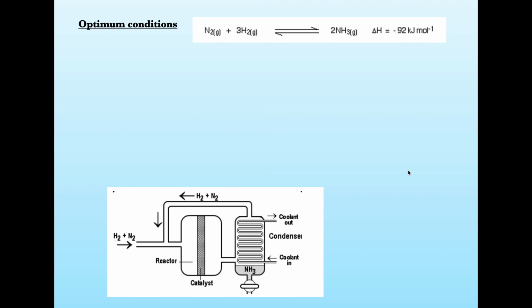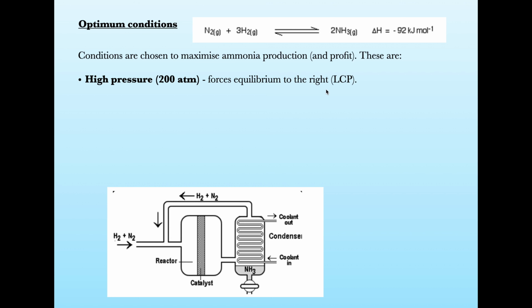Now, we've got to talk about optimum conditions. The optimum conditions refer to the best temperature and pressure to make as much ammonia as possible, and therefore profit. So the optimum conditions in industry for this reaction are a high pressure that forces this equilibrium to the right. Remember Le Chatelier's principle, LCP. If I increase the pressure here, then the reaction will shift in the direction of fewer moles or fewer molecules in order to decrease the pressure again. Okay, so high pressure, 200 atmospheres. You need to learn these numbers.